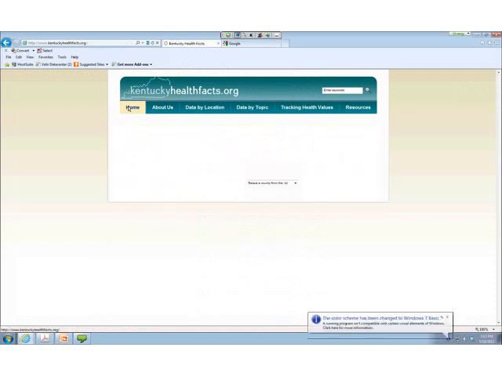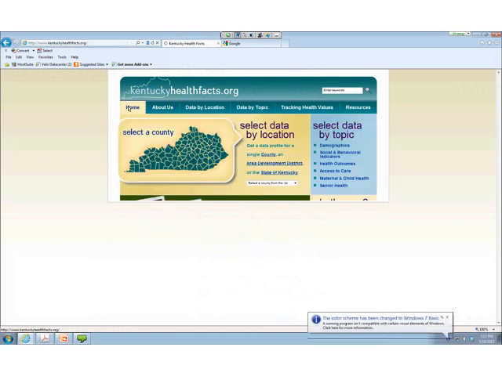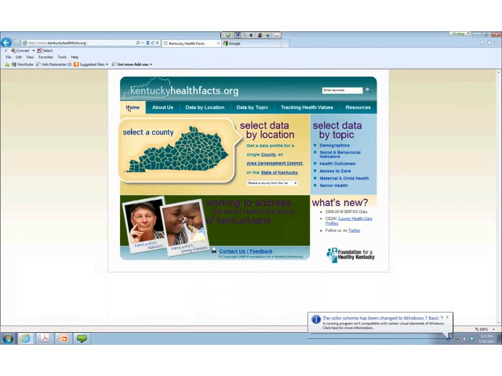This is the homepage of the KentuckyHealthFacts.org website. So whenever you type in that URL that I will drill into your heads and you will have all committed to memory by the end of this call, this is what you will see. There are some highlights in the bottom right as to what's new on the website. One of the recent additions has been the 2008 to 2010 BRFSS data. So we highlight what's new and different as you go through the site, but this is also just your basic navigation page and how to get into the data.